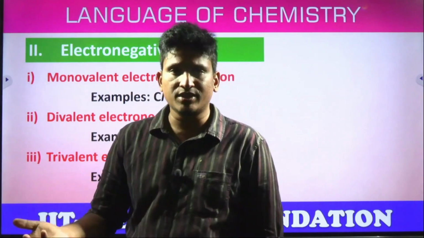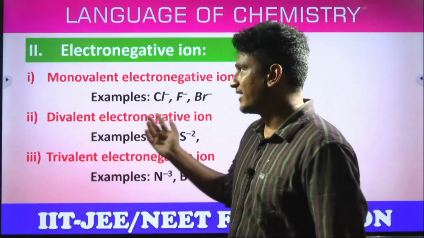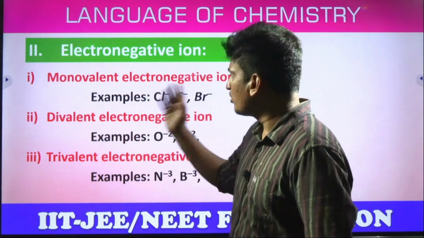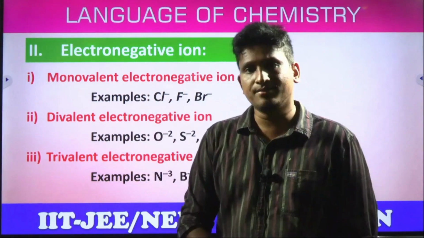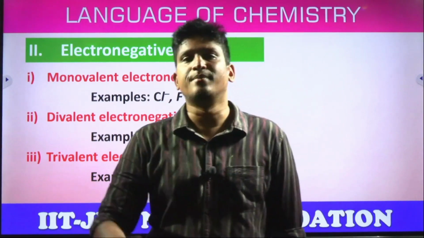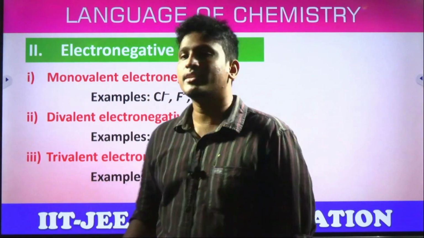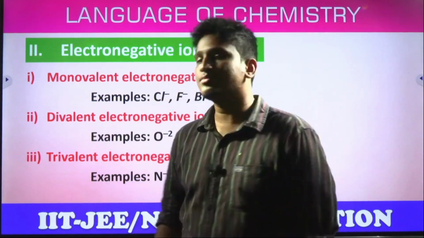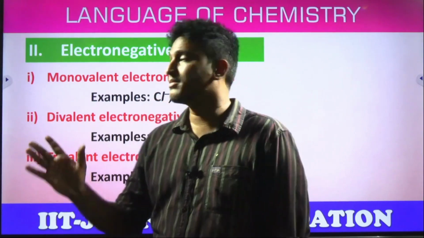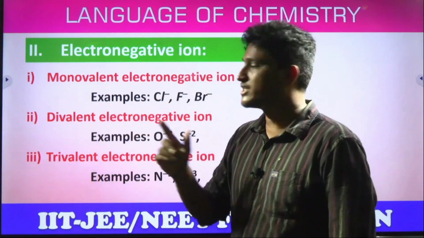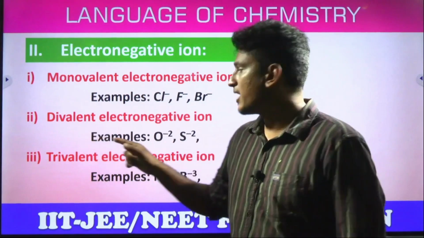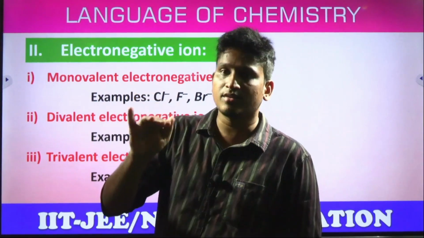-1 charge, negative charge. So we have the following types of electronegative ions like monovalent, divalent, trivalent negative ions. Monovalent means what? They have -1 charge. Divalent means what? They have -2 charge. Trivalent means what? They have -3 charge. That means, what is the meaning of -1 charge? It gains 1 electron. -2 means what? They gain 2 electrons.